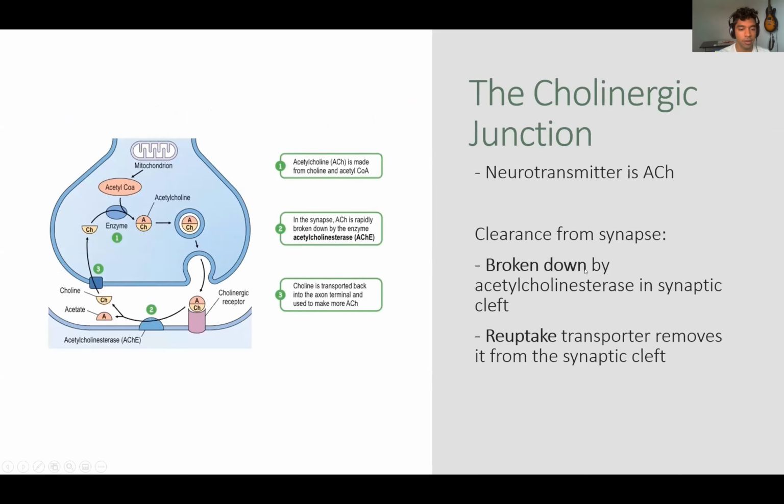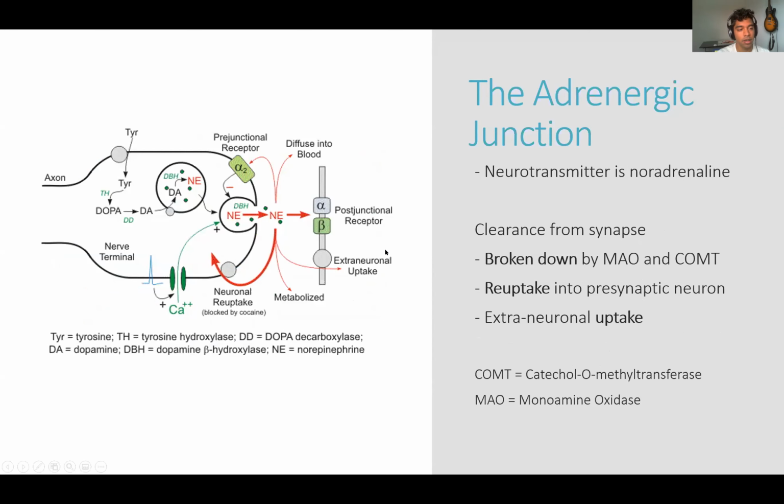The cholinergic junction is when you release acetylcholine. It's broken down by acetylcholinesterase in the synaptic cleft, and then it's also reuptaken by transporters in the presynaptic membrane. The adrenergic junction uses the neurotransmitter noradrenaline, and clearance is by breaking down by MAO and COMT. Those are those enzymes there. You don't really need to know what they stand for. Reuptake into the presynaptic neuron happens as well, and then you also get extraneuronal uptake, so that's into the blood maybe, or into another organ.